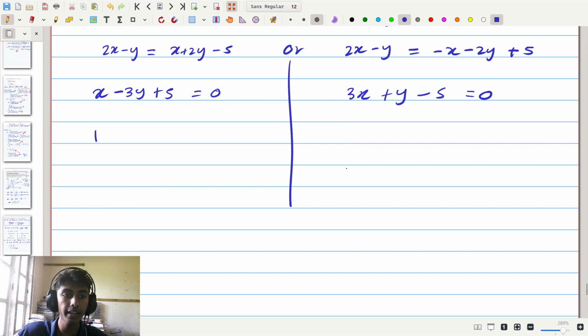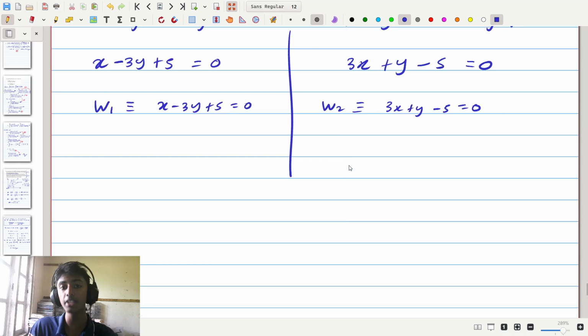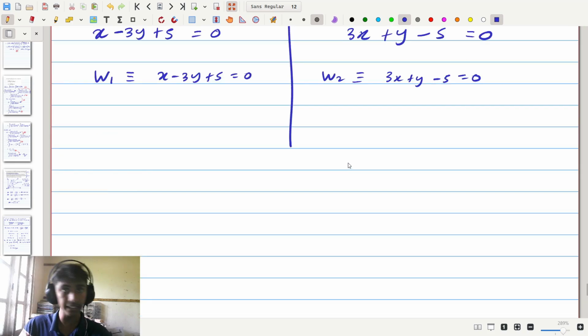Let's call this line W1. So W1 is given by x minus 3y plus 5 equals 0. And let's call this line W2. So W2 is given by 3x plus y minus 5 equals 0. And if we consider these two lines, then we can do the same exact check that we did earlier, and using that check, we can see which of these two is the correct line.